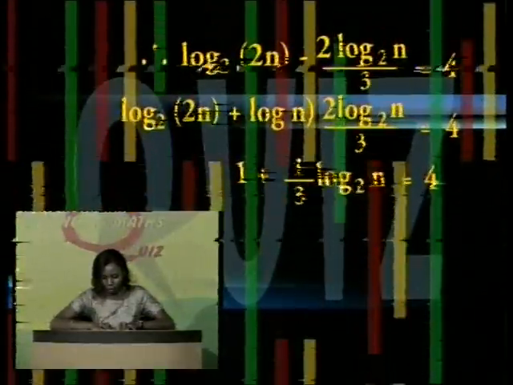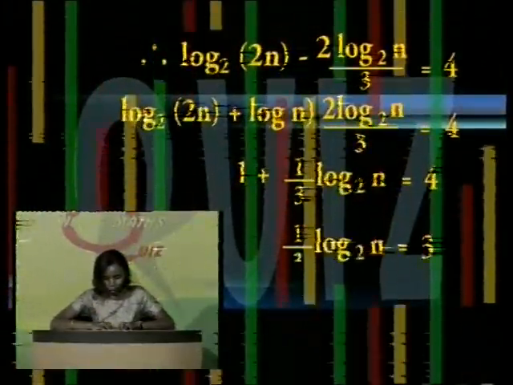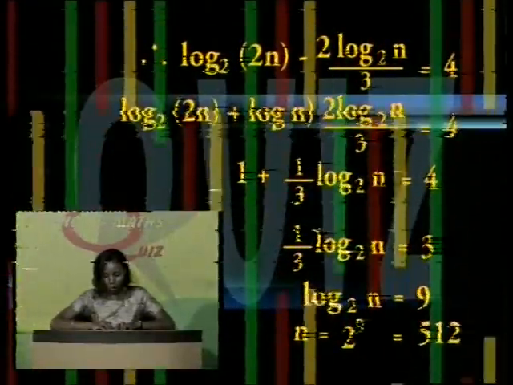So log to the base 2 of 2n, minus 2 log to the base 2 of n over 3 is equal to our 4. If you solve this, you ought to come up with 1 plus 1/3 log to the base 2 of n is equal to 4. Solving further, 1/3 log to the base 2 of n is equal to 3. So log to the base 2 of n is 9, and so n has to be 2 to the power 9, or 512.